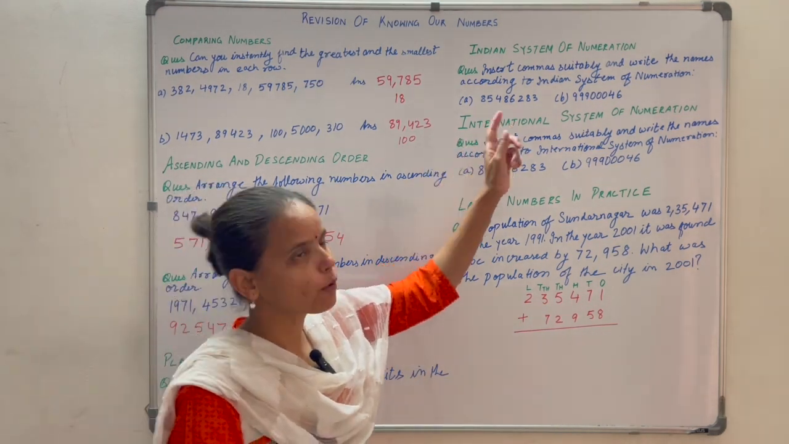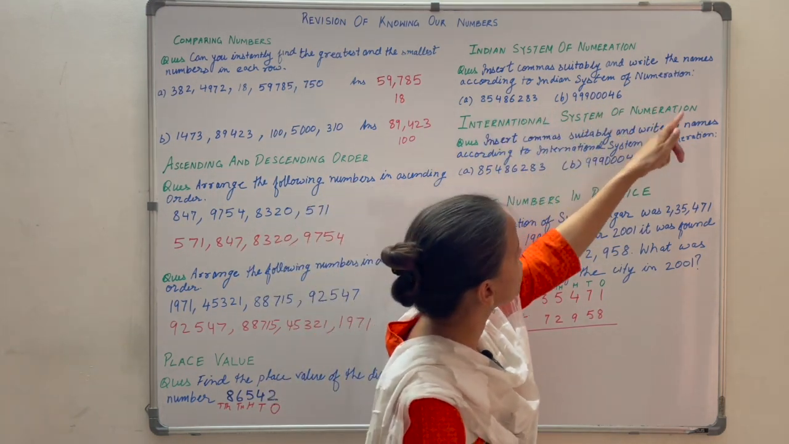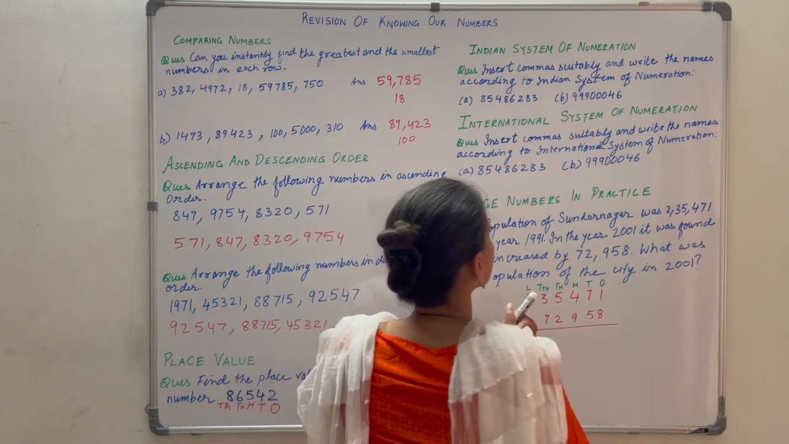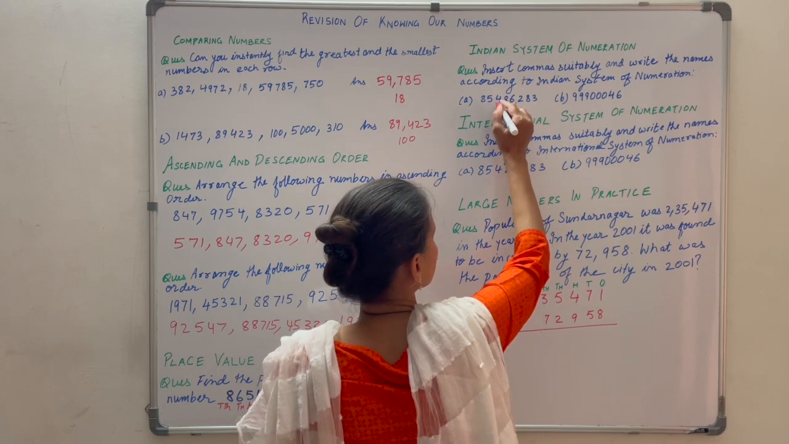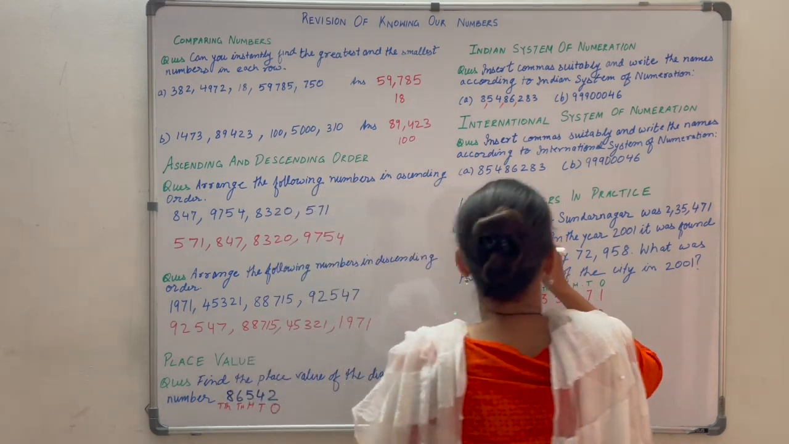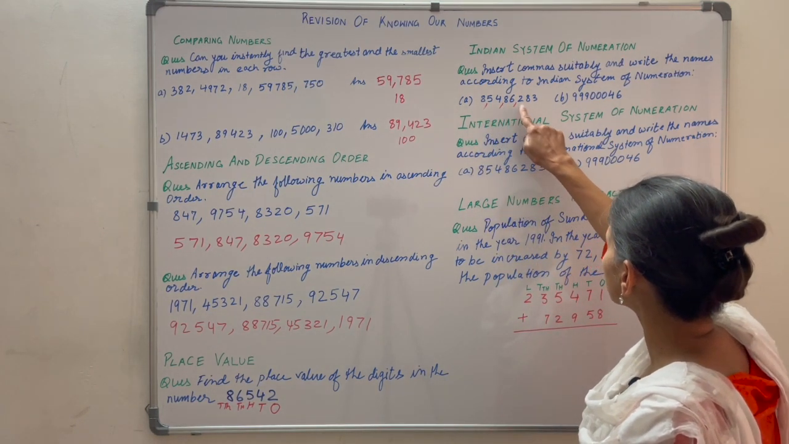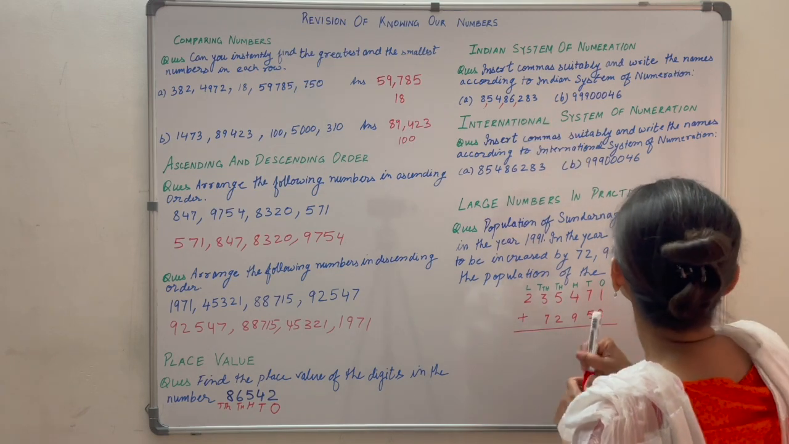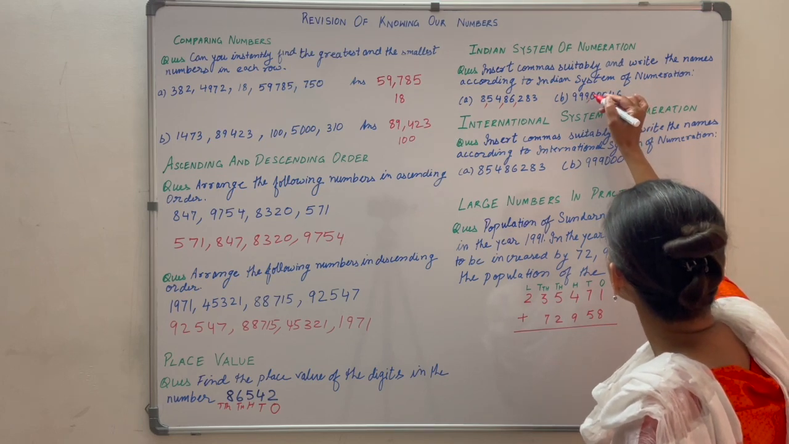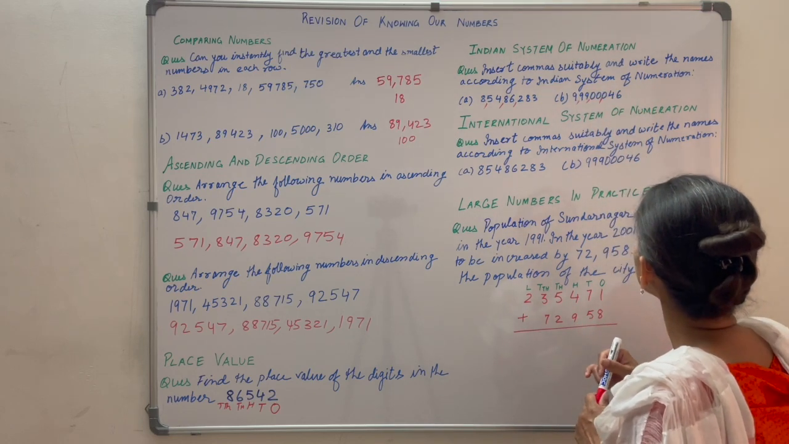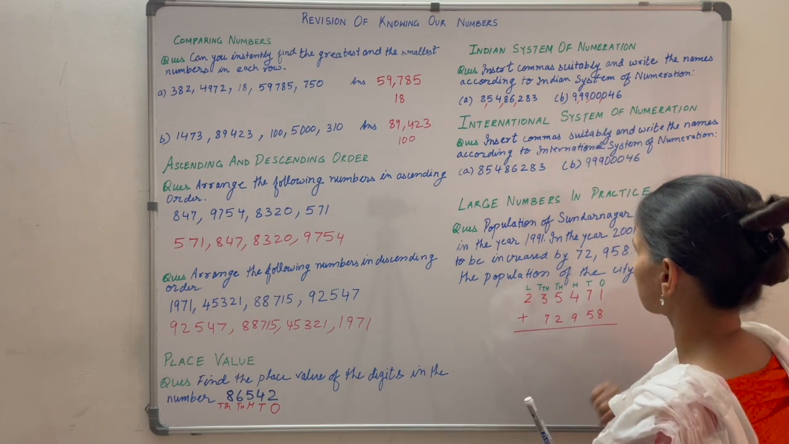Now, Indian system of numeration. Insert the comma suitably and write the names according to the Indian system of numeration. We will put the first comma after 3 digits from the right side, then after 2 digits, then again after 2 digits. So this is 8 crore 54 lakhs 86,283. Now again we place the first comma after 3 digits from the right, then after 2 digits, then again after 2 digits. This is 9 crore 99 lakhs and 46.